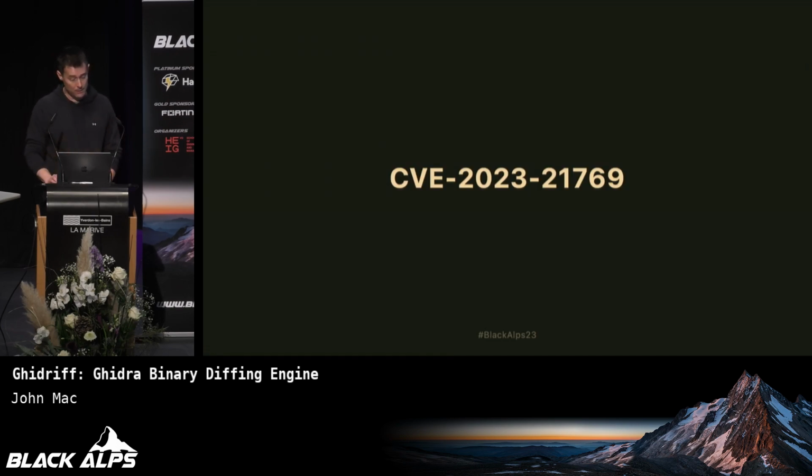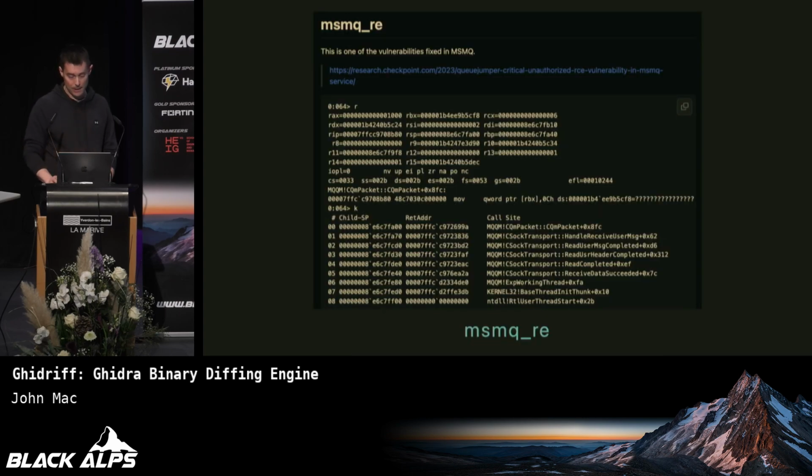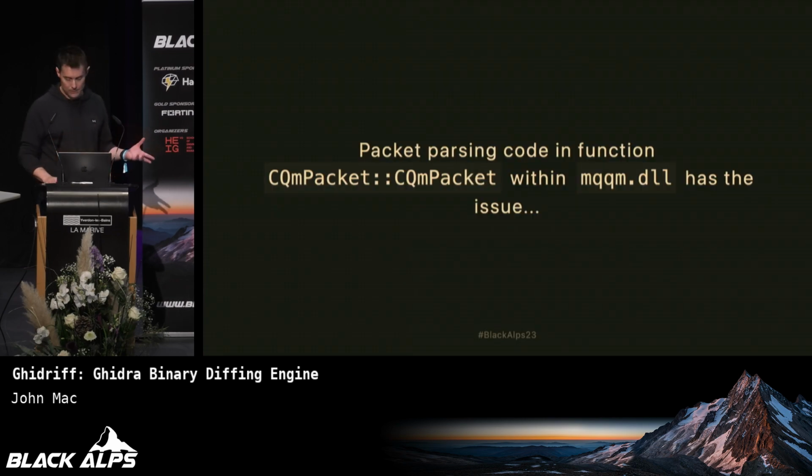CVE-2023-21769. This was an issue with the Windows Message Queuing service, which they called QueueJumper. From this blog post, you couldn't tell which binary actually had the issue, but you knew the service. But on GitHub, someone had posted a POC and the call stack from there. From the call stack, you can identify the MQQM binary and the actual function that had the issue. So what I'm trying to say is, from the GitHub POC and the blog post, we knew that the packet parsing code in this function in this DLL has an issue.